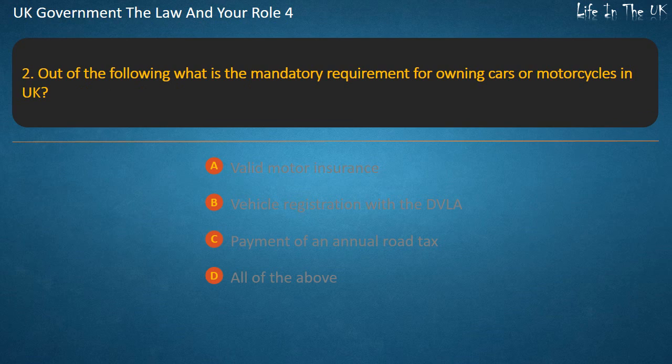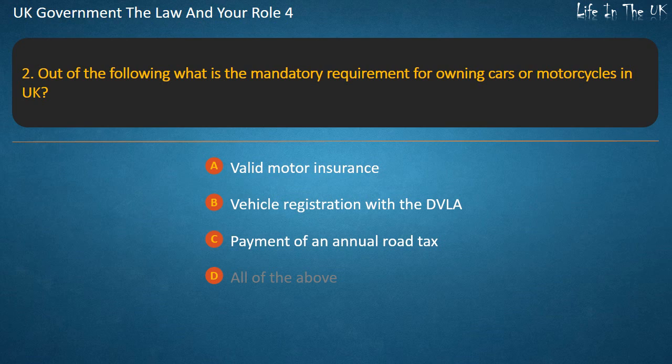Question 2. Out of the following, what is the mandatory requirement for owning cars or motorcycles in UK? Valid motor insurance. Vehicle registration with a DVLA. Payment of an annual road tax. All of the above. Answer. All of the above.